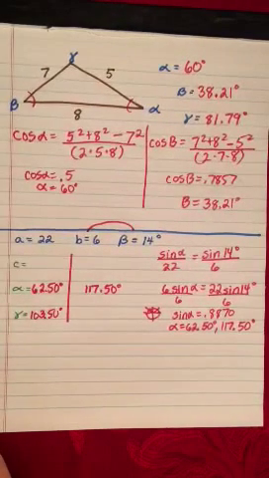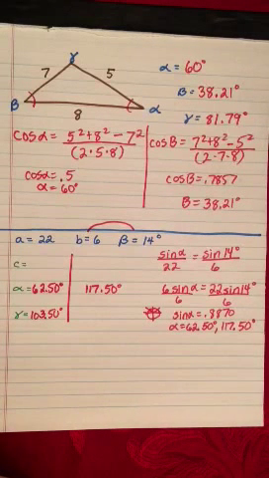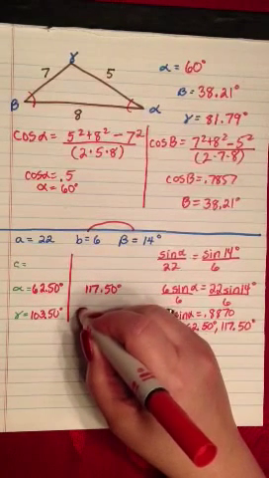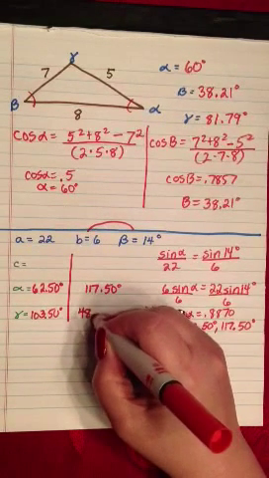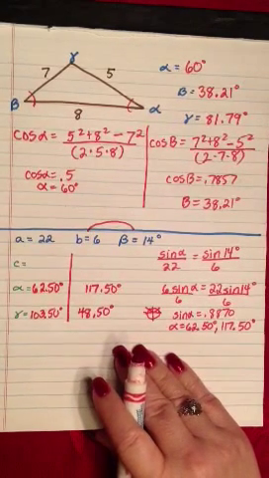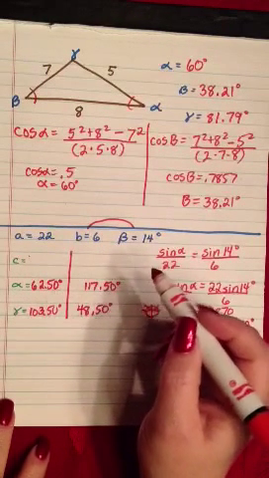Then I'm going to do the same thing over here. I'm going to say 180 minus 14 minus 117.5, and that lets me know that gamma in this case is 48.50 degrees. Alright, so now all I have to do is I need to solve for C. So to solve for C, I'm going to use law of sines.